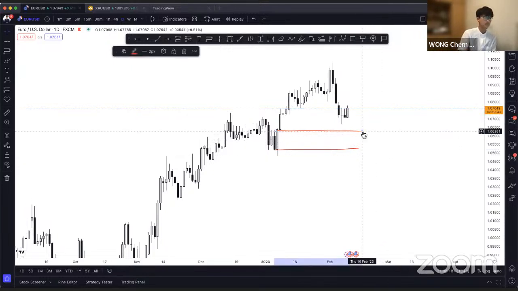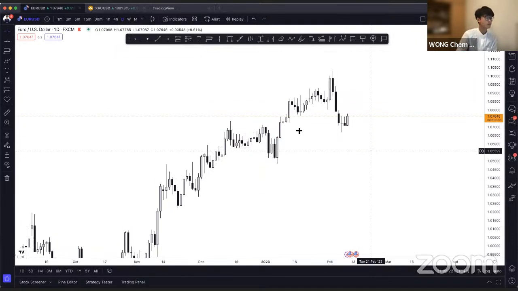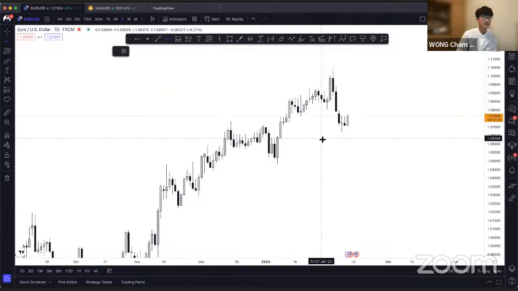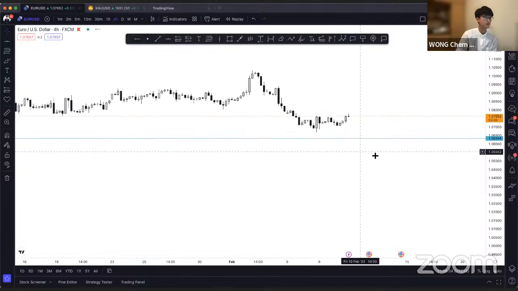However, given the current bullish pressure, it might continue heading up first. I have marked out this zone here as an area of liquidity, one for us to take note of as well. So if I go down to the lower time frame, let's talk about the 4 hour time frame instead.